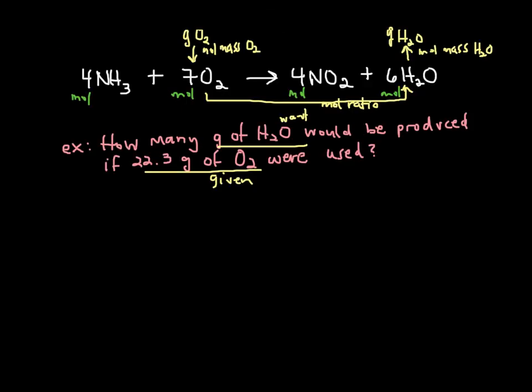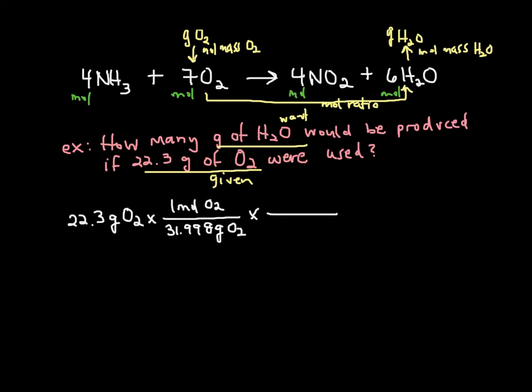So our plan is to go from grams of oxygen given to moles of oxygen, because that's what our equation is written in terms of, and we'll use the molar mass of oxygen to do that. And then we're going to use the mole ratio between oxygen and water to get us to moles of water, and then we'll go from moles of water to grams of water using the molar mass of water. So let's set it all up.